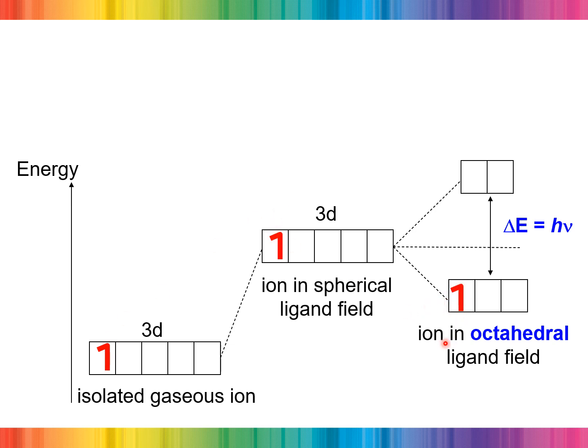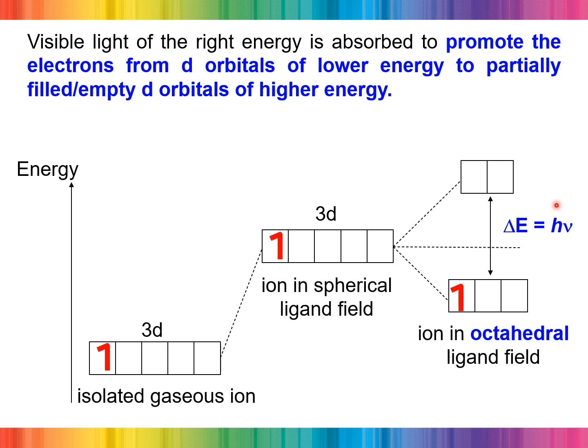So when the ion is in the octahedral ligand field, technically it means that the ligands have surrounded this metal ion in the octahedral fashion already, and they have formed dative bonds. So what happens is that when visible light is incident onto the metal ion, that means you will see white light.